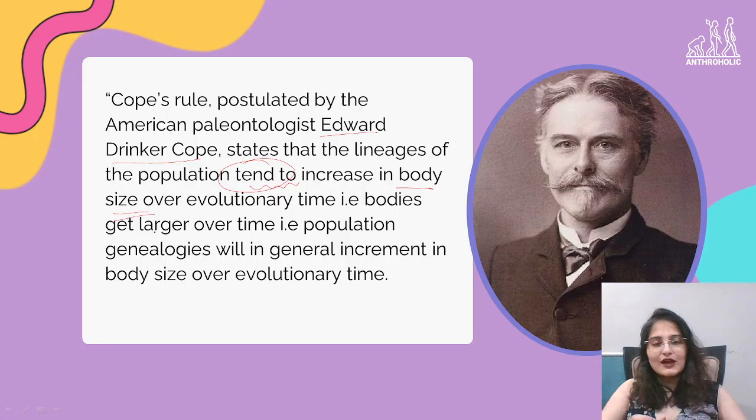That is, the body keeps getting bigger with respect to time, and over time, that is, population genealogies in general have an increment in body size over the evolutionary time. So this rule was discussed in vertebrate paleontology and evolutionary anthropology as well, where it is said that as evolution is happening, the coming generations tend to be formed in larger size.